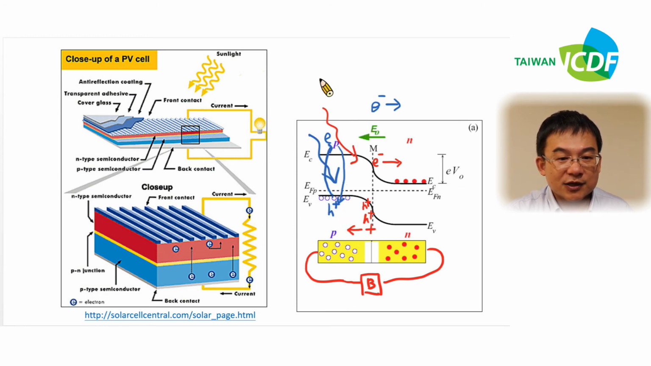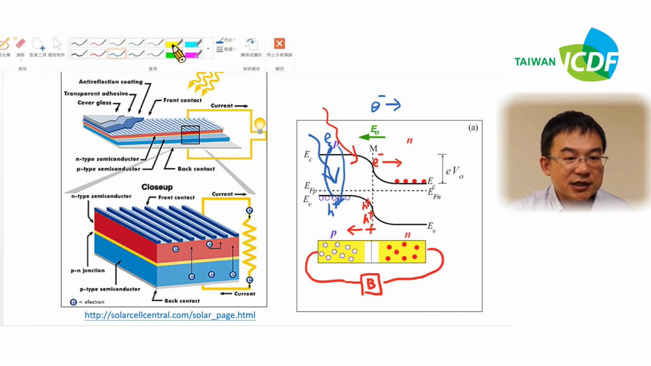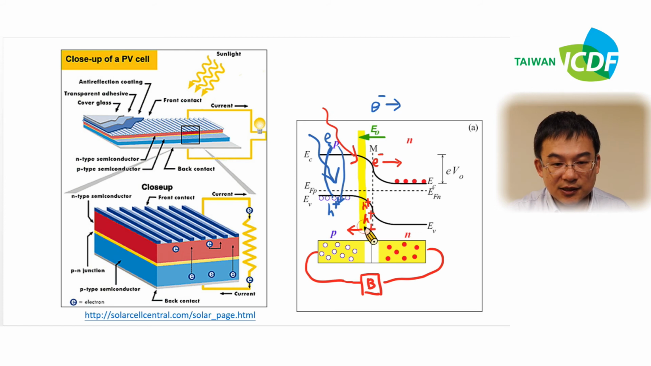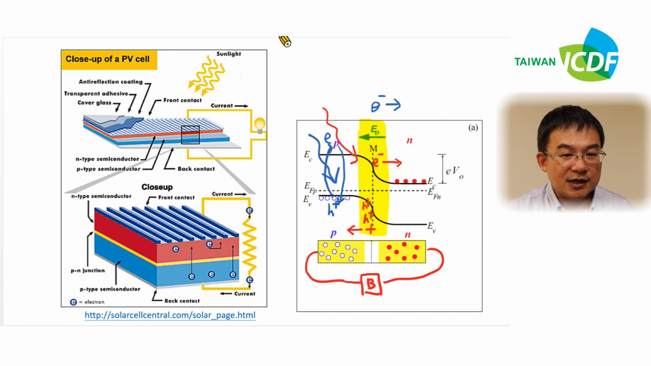So for the solar cell, the important structure is this area, the area which has the electric field. Then we can get the sun energy.